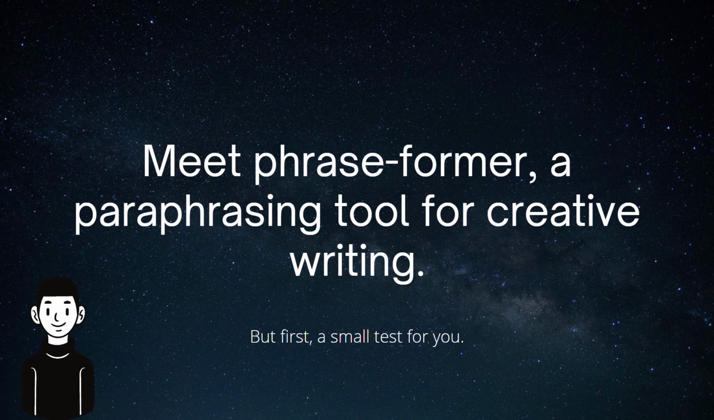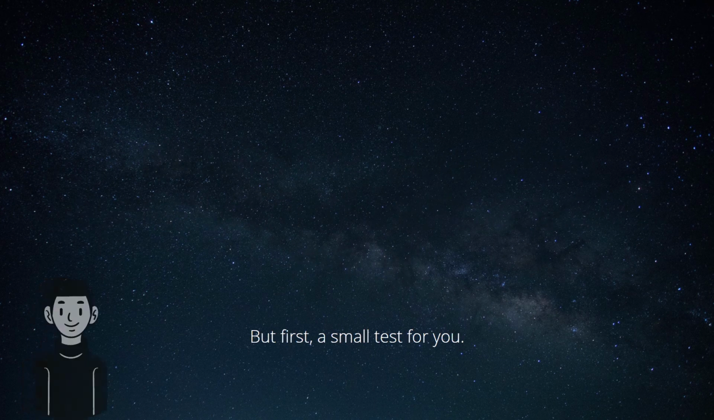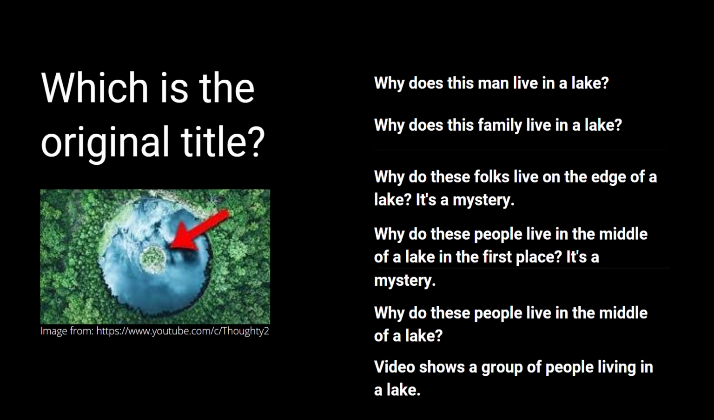Before showing the tool and how it works, I'll give you a little test to see how well can you spot the model at work. This is a thumbnail of a YouTube video made by Thought2, a well-known content creator. Here we see many titles. One of them is the original one. The rest are variations produced by the model. Can you spot the real one? Pause the video if you like. Now, I will show you the original title and its variations produced by the model.